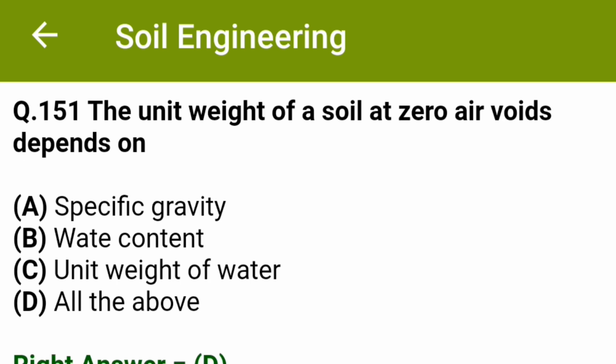The unit weight of a soil at zero air voids depends on option A specific gravity, option B water content, option C unit weight of water, option D all of the above. The correct answer is option D all of the above.